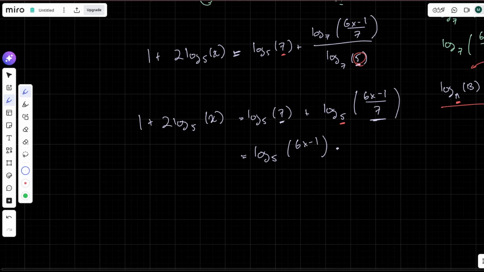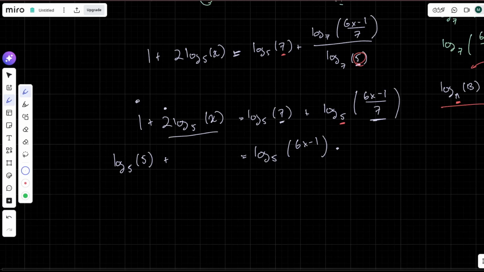Well, I've got a 2 here in front, and I've got a 1 here. I can rewrite the 1 in terms of a base of 5, like this: log base 5 of 5, because 5 raised to the power of 1 is 5. So any 1, I can just rewrite as a logarithm with the object being the same number as the base.